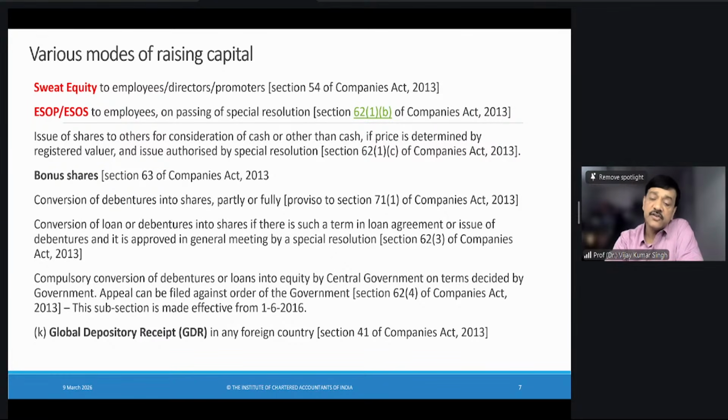And then you can raise capital under section 41 of the Companies Act by way of a global depository receipt. This we will touch upon in our subsequent slides. So you can raise money from foreign countries as well. But here you have to subject yourself to the FEMA regulations, FEMA rules. That is a requirement under the Companies Act. So these are the various modes of raising the capital.